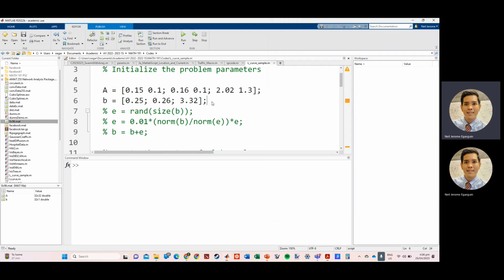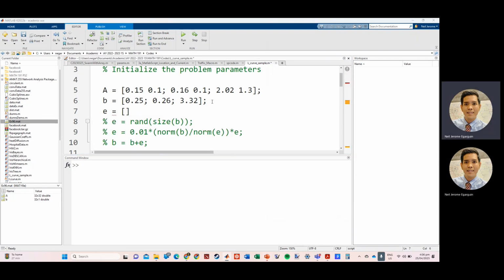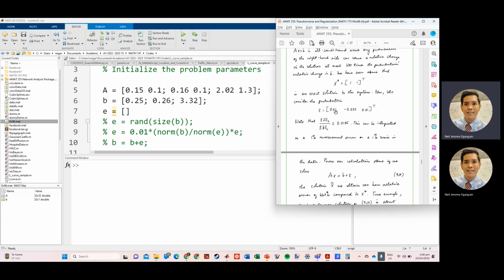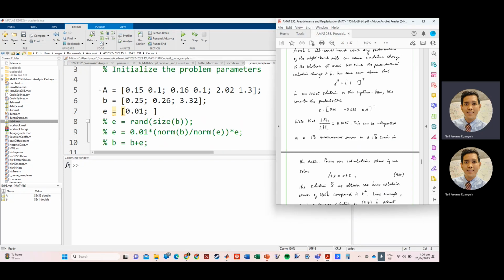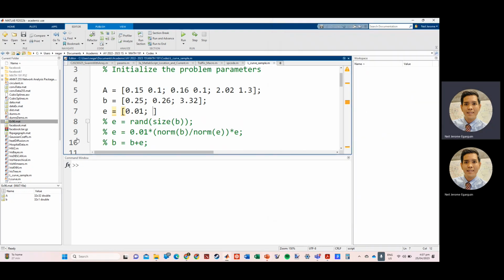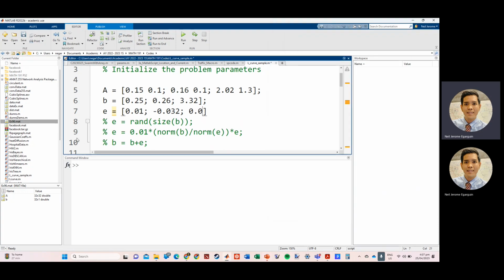And then we are trying to perturb this, put E here. We are assuming, say, that the noise is 0.01, so 0.01, semicolon. I'll use a semicolon because I'm working with a column vector here. So semicolon says next line. Then minus 0.032, minus 0.022, and then we'll have 0.01, 0.01. Okay, that's going to be our E. And then, let me just run this.